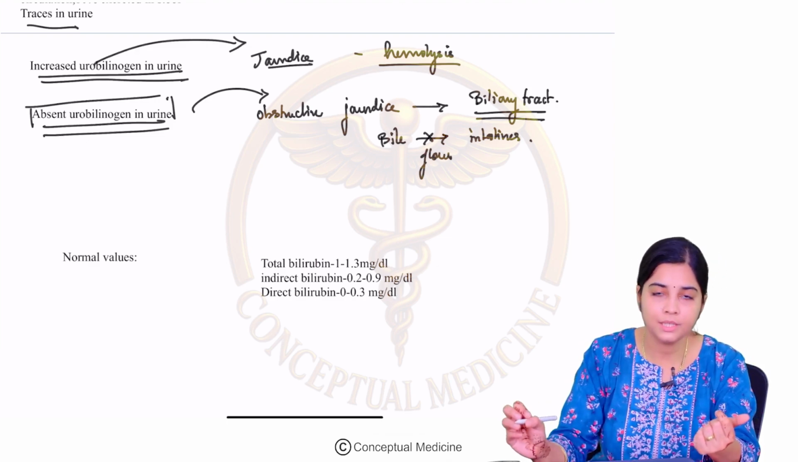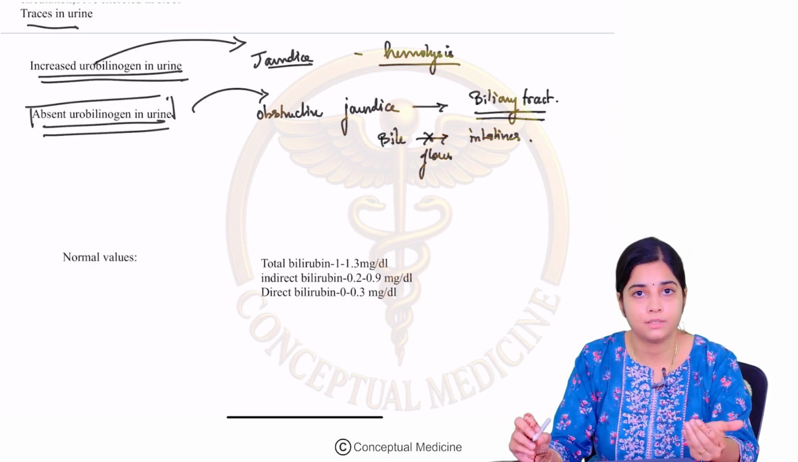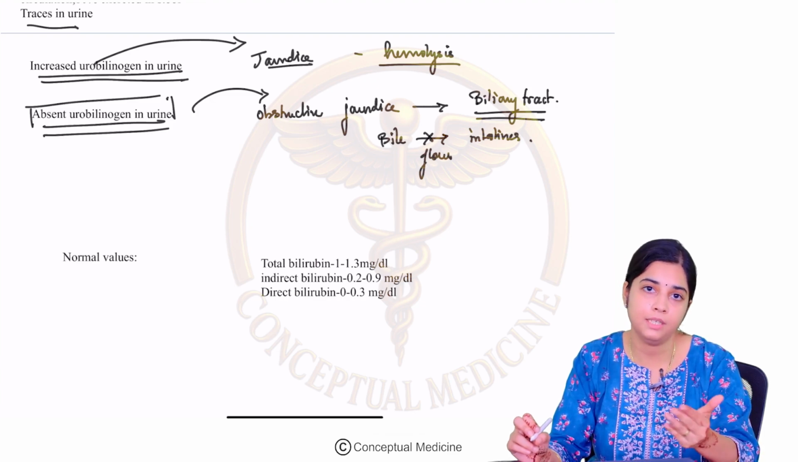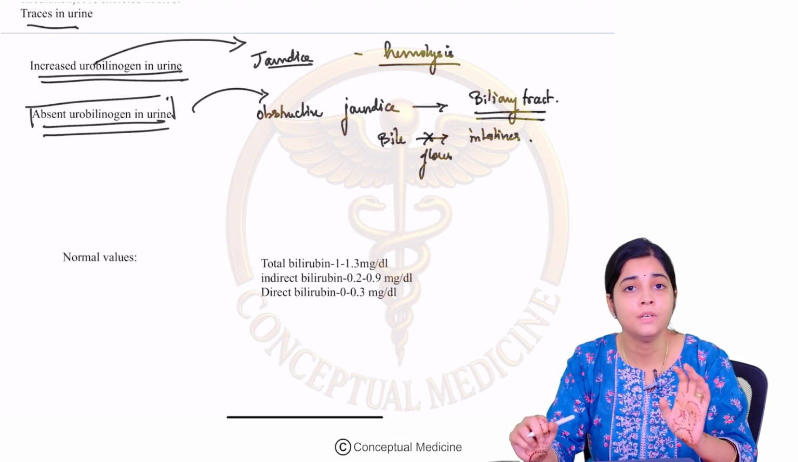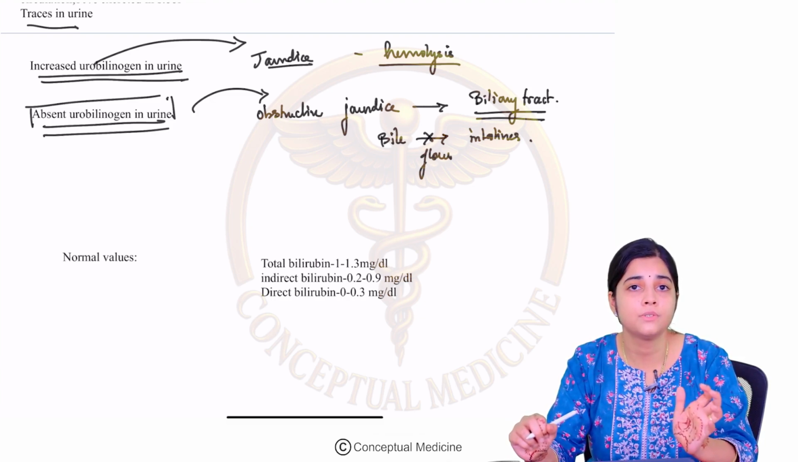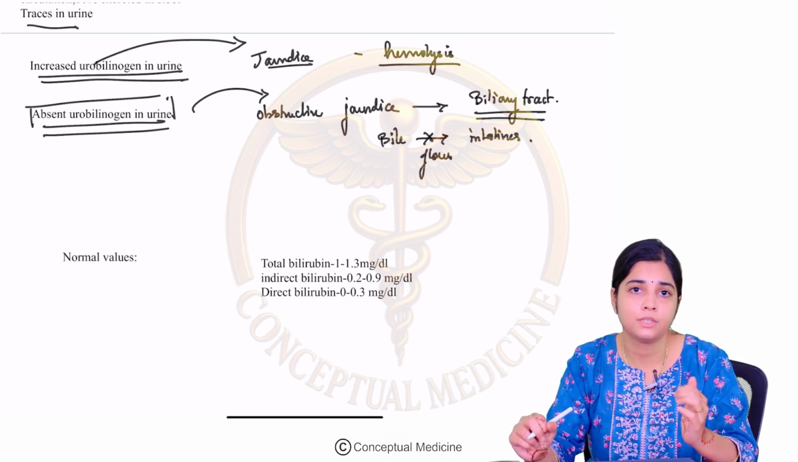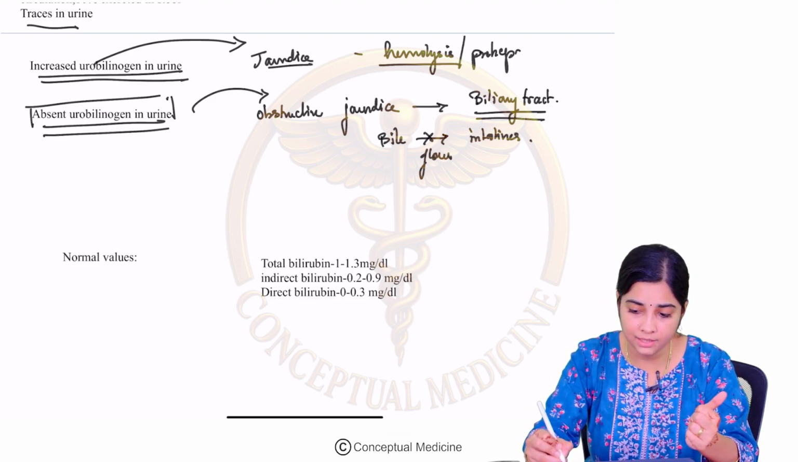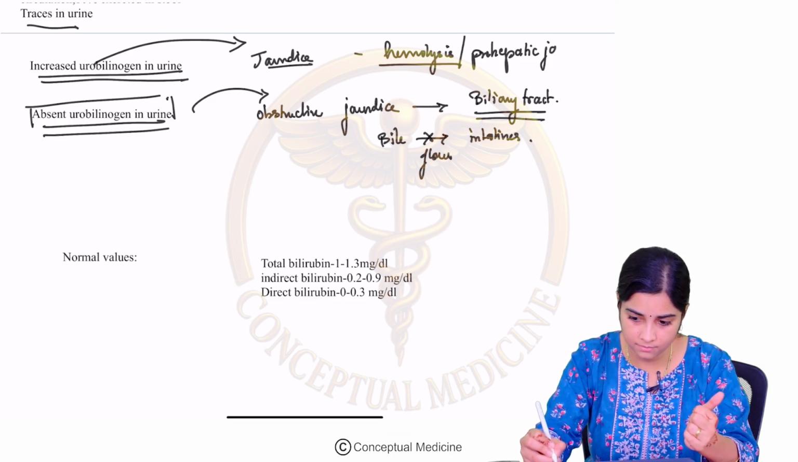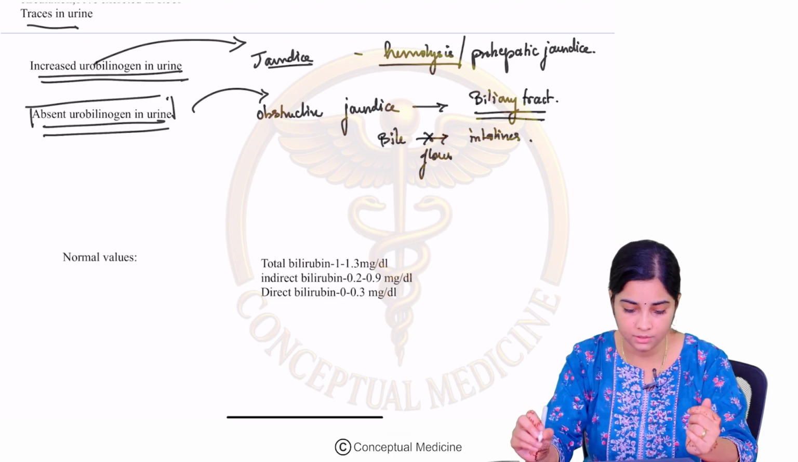Increased urobilinogen means that there is hemolysis. Right? So there is increased heme, increased bilirubin, increased urobilinogen in hemolytic jaundice. Okay? So this is how urobilinogen is used to differentiate between obstructive jaundice and your hemolytic. Hemolytic is also called your prehepatic jaundice. Fine? Okay.